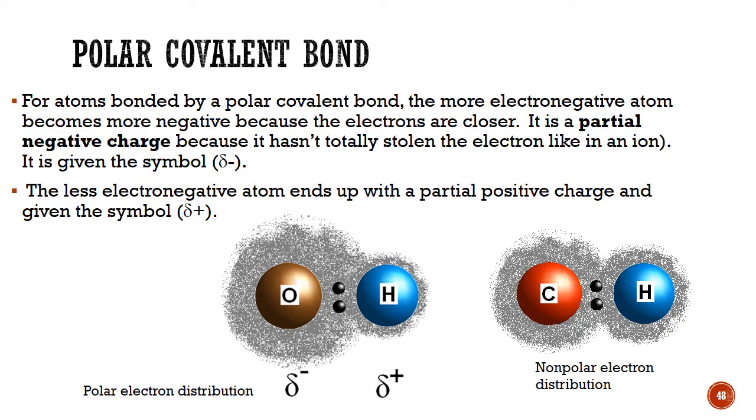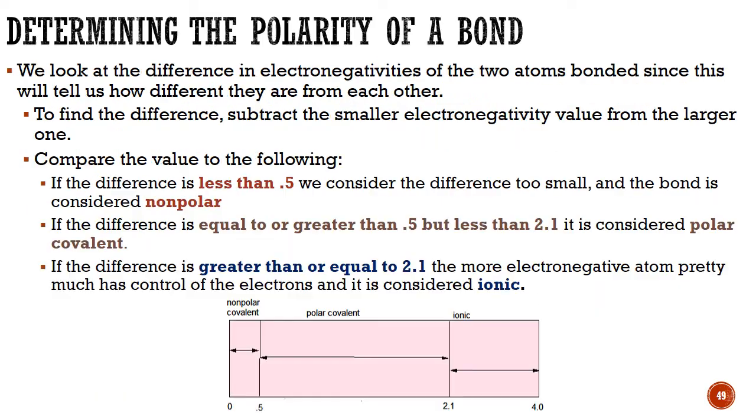So just two more examples. An O-H bond is a polar bond because the O is more negative than the H. A C-H bond is considered nonpolar because it's a pretty even distribution of the negative charge. You can actually determine the polarity of a bond by subtracting the electronegativities. If we look at the difference between them, we'll see how different they are from each other. To find the difference, you subtract the smaller one from the larger one because you always want a positive number.